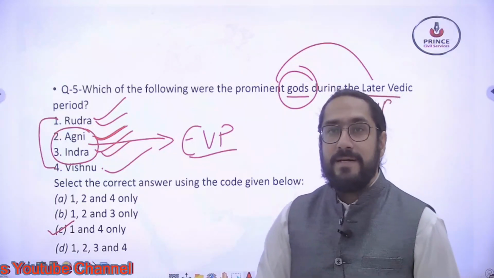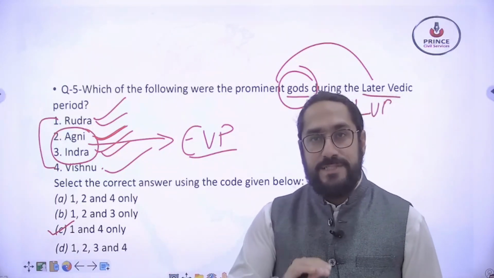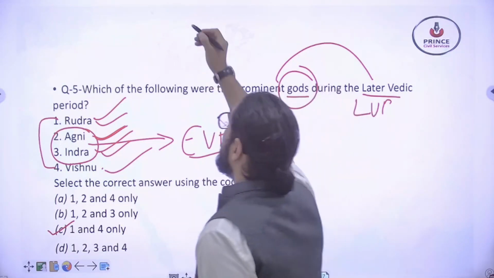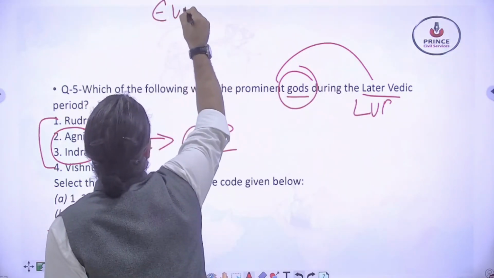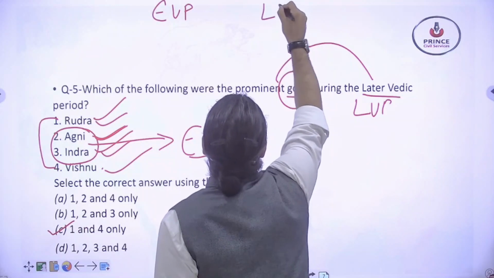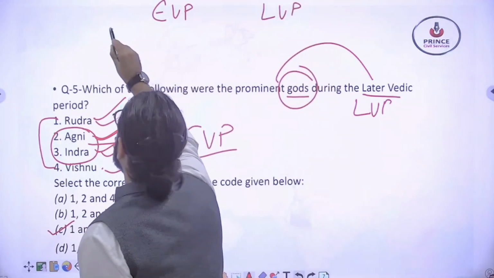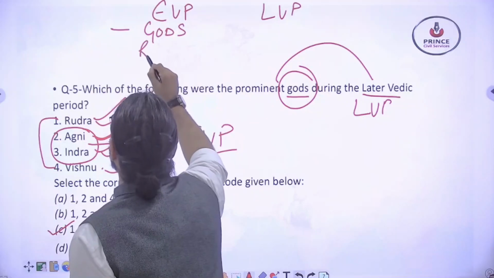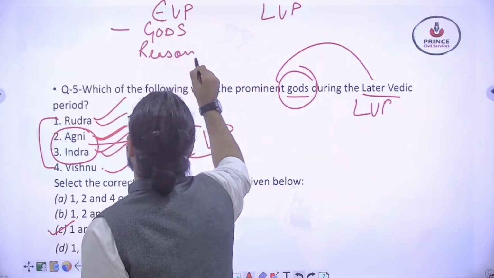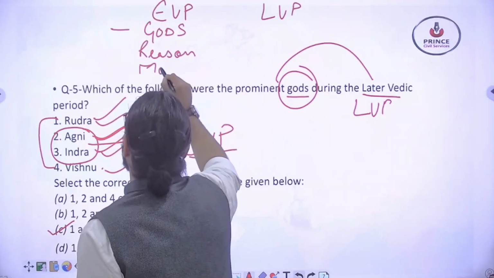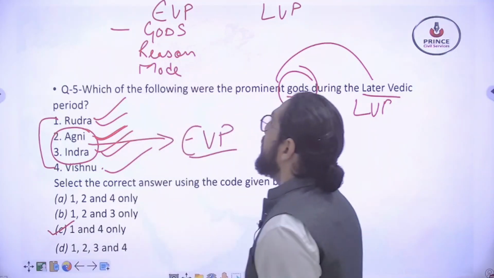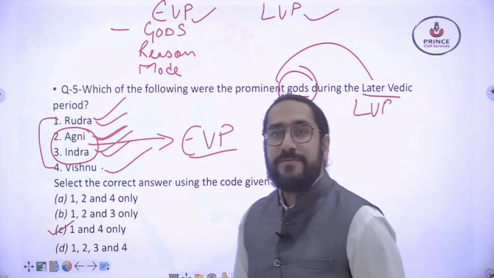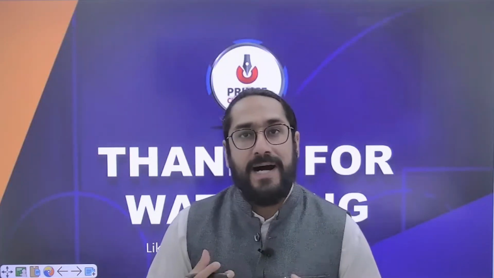Please remember, if you have to describe the religion of the Vedic period, do it in a comparative fashion: early Vedic period, later Vedic period. You should know what gods were there, the reason why they worshipped, plus the mode of worship, whether there were prayers, whether there were sacrifices. Early Vedic period, later Vedic period. So these were some of the questions in part 2.